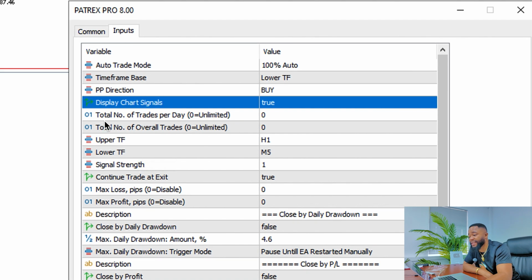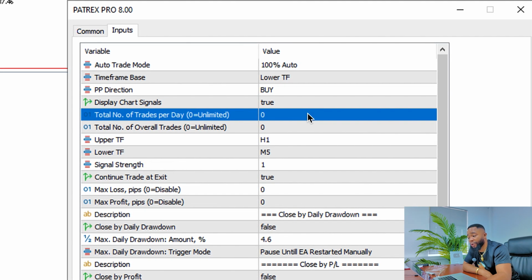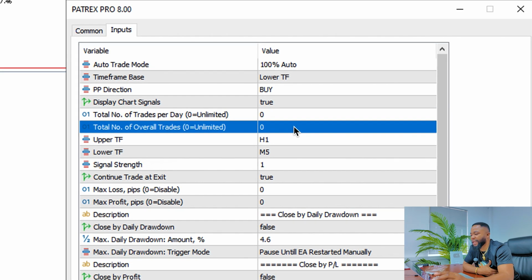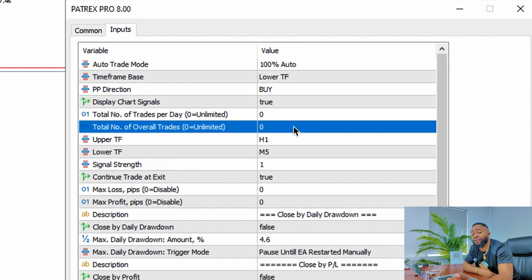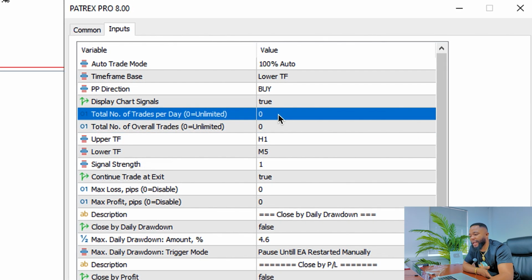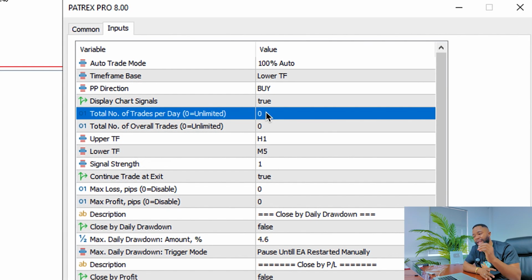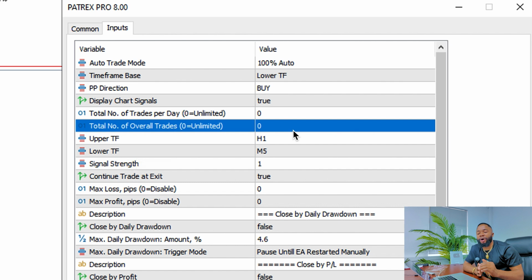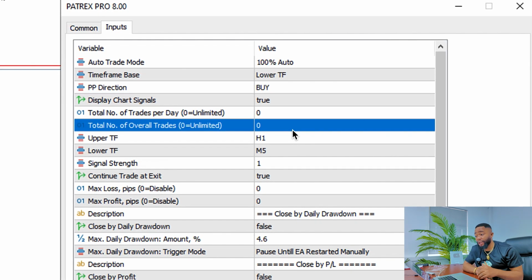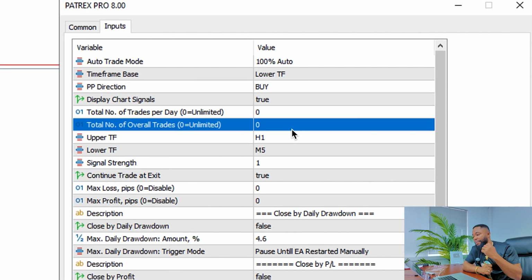Maybe your prop firm account is limiting you on the total number of trades you can open per day. You put a total number of trades per day that the robot can open per day. Maybe the prop firm is saying you should never open more than 1,000 trades overall. Then you put that there as overall. So this one per day, after the robot has already opened this total number of trades for that day, it's going to stop opening and wait for the next day. But if you put overall, so long as the robot has opened this total number of trades for that particular period, it's not going to open again until you come and remove the robot from the chart and put it on again.